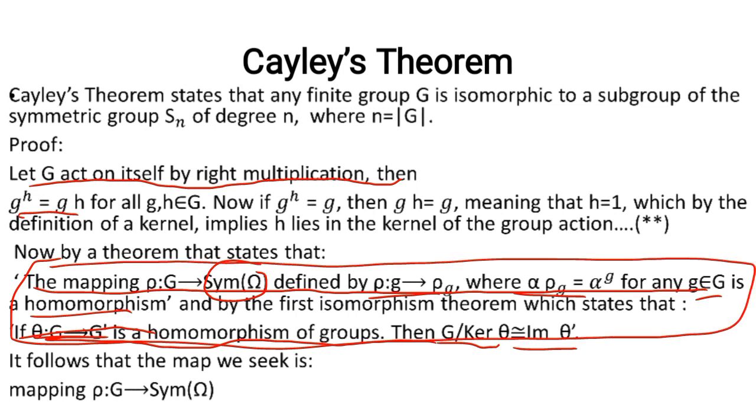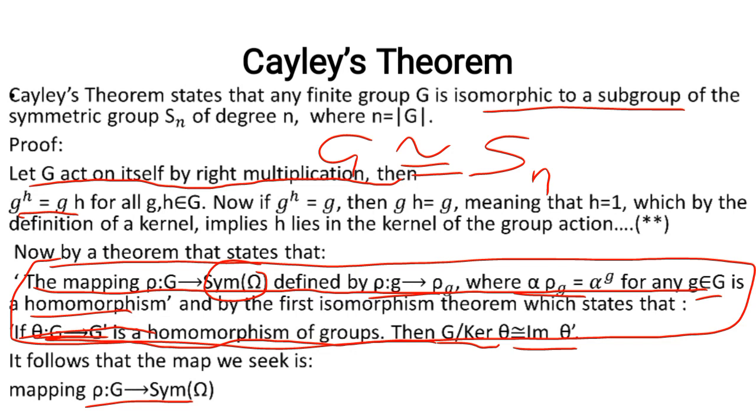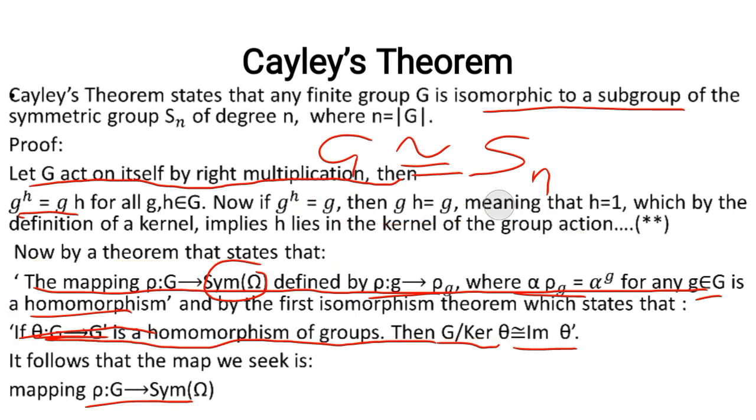So it follows that we seek a map rule, because that's what Cayley's theorem states, that we have an isomorphism from G into the symmetric group of degree n. So we need to get a map that will take us and relate us to the symmetric group of degree n. Now we know what the group action looks like. We already know our kernel contains h, and h is equal to 1, which means our kernel is basically the identity 1.